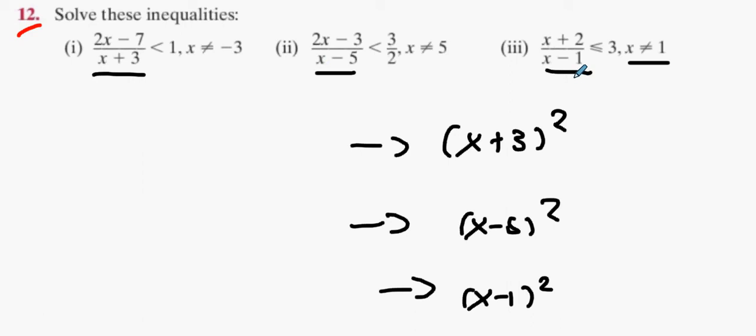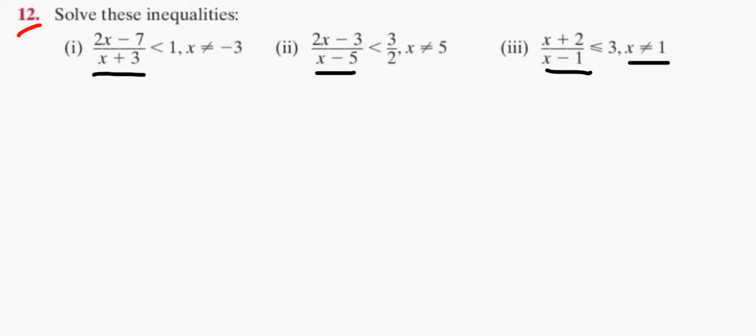Use (x + 3) squared for the first one. Use (x - 5) squared for the second one. And finally use (x - 1) squared for the third one. Do you see the way? Now, I'm going to multiply both sides by (x + 3) squared. So for example, I'm going to do (2x - 7)/(x + 3), and I'm going to multiply both sides by (x + 3) squared.